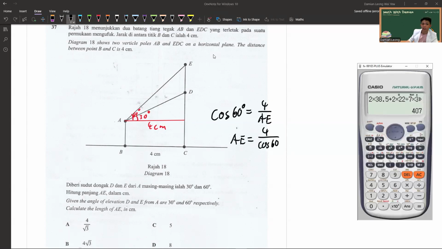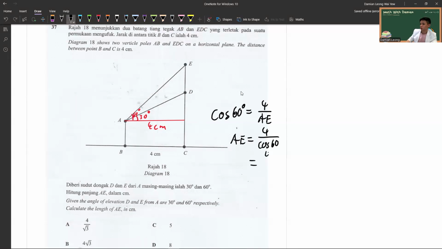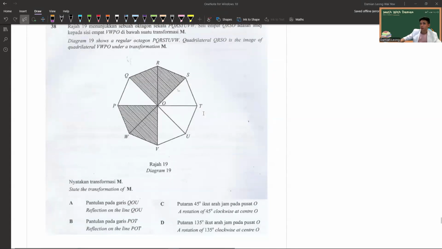And cos 60 would be 1/2. So 4 divided by 1/2 means 4 times 2, 8. Answer would be D. Yeah, just like that. Then question 38.